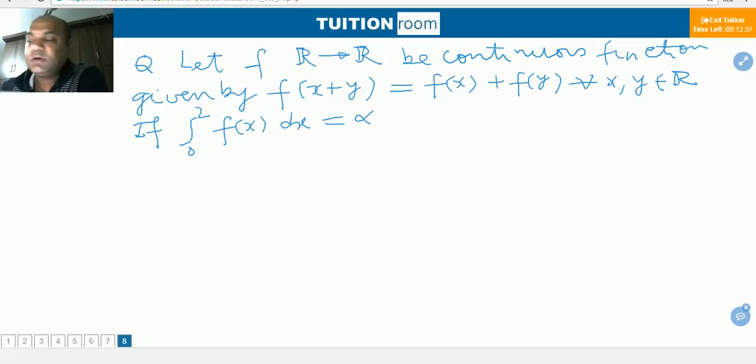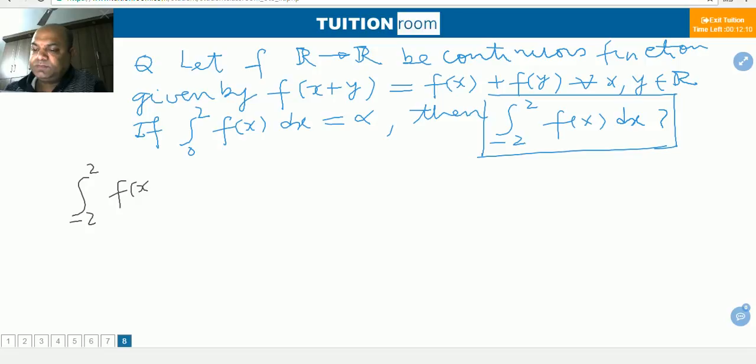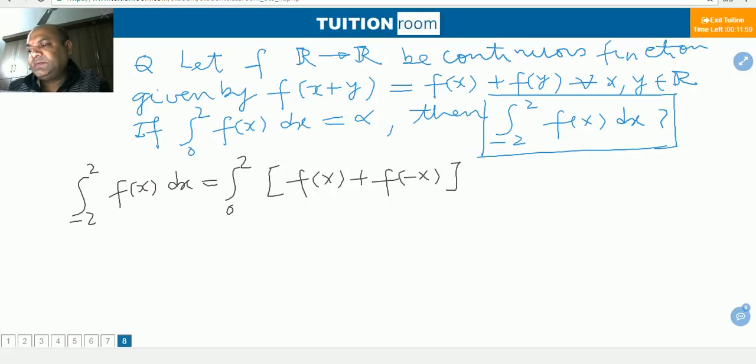Now we have to find the value of f(0). From here, if we put x = 0, y = 0, what will we get? f(0) = f(0) + f(0). Then it gets cancelled, we will get f(0) as 0. From here we can put it here, and we get f(x) + f(-x) as 0. So this can be written as the integral from 0 to 2 of 0 dx, which will finally become 0. Nice. Very easy, guys, very easy.